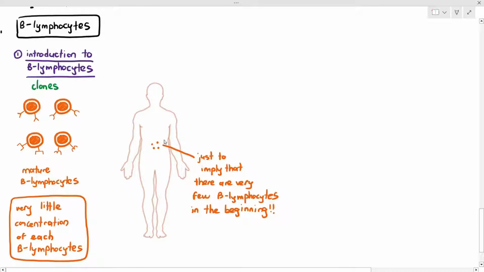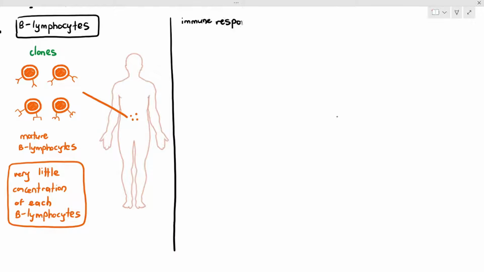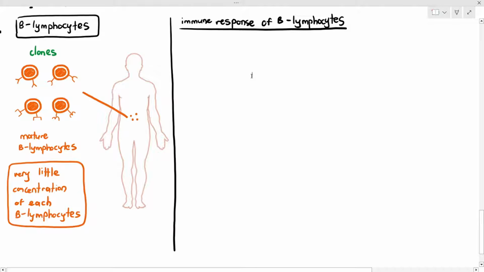All right, but the B lymphocytes are actually circulating all around your body, by the way. But let's just imagine that they are there at the center area of your body. Now, let's talk about the immune response of the B lymphocytes. You see, B lymphocytes will only produce an immune response when antigens are present. And where are the antigens? Antigens are usually located on pathogens or harmful microorganisms.